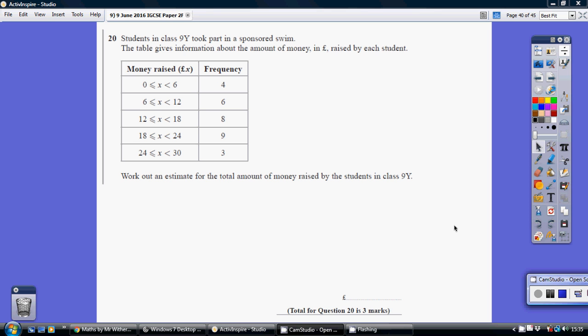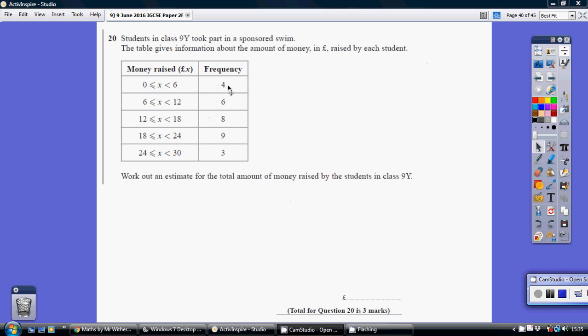Question 20. Students in class 9Y took part in a sponsored swim. The table gives information about the amount of money raised by each student. Work out an estimate for the total amount of money raised. Now, the problem we have here is we don't know how much each student raised.